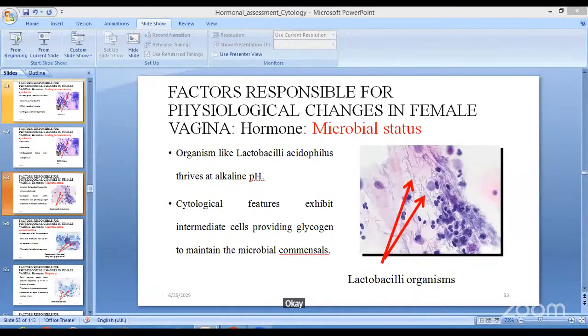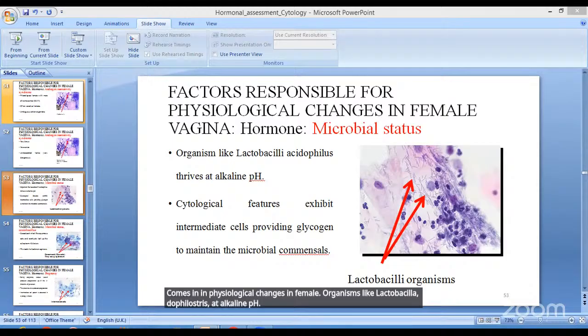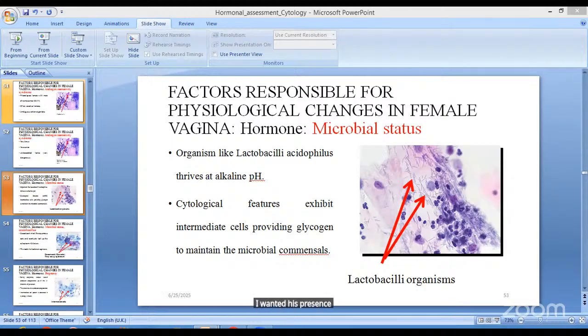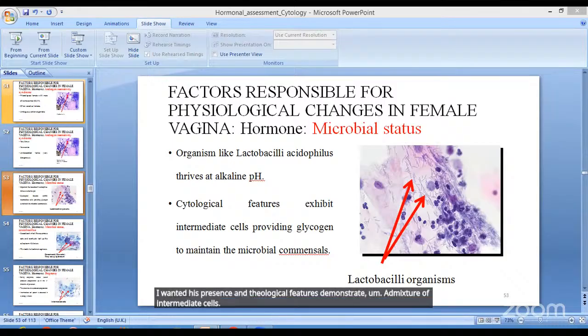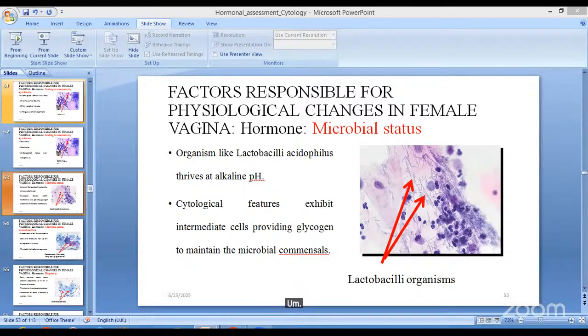Okay. Now, microbial status and how it comes in on physiological changes in the female. Organisms like Lactobacillus acidophilus thrive at acidic pH. And when it is present, cytological features demonstrate intermediate cells, with glycogen for feasting. If you are going to find superficial cells, they'll be very, very few.